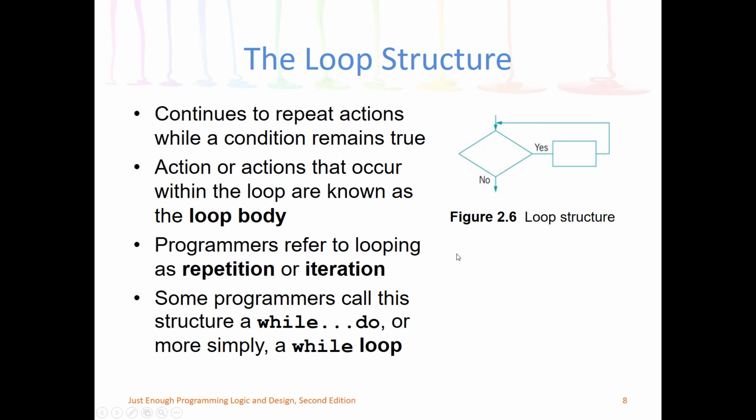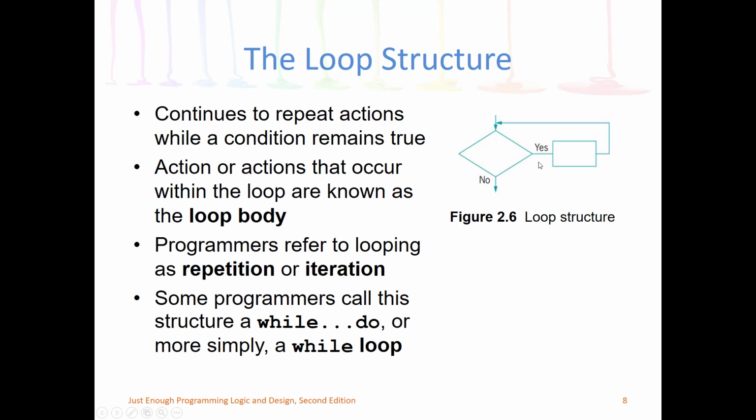Okay, here's the loop structure. Now notice it looks like there are two ways into this decision, and really what a loop is, it's simply a combination of decision and sequence added together. The decision determines whether this is going to continue to loop or whether it's just going to blow out of it. All right.